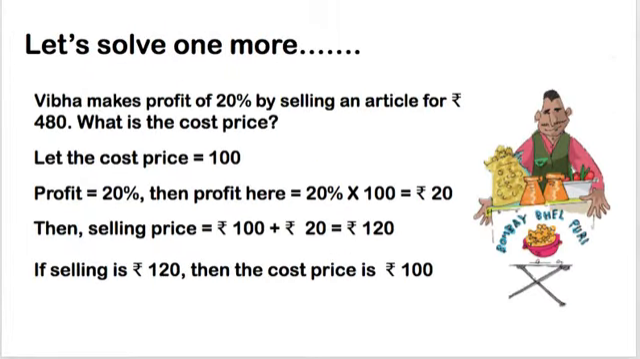There is a person, Vibha. He makes a profit of 20% by selling an article for 480 rupees. Now what you are given is the selling price and the profit percent, and you are not given the cost price. The cost price we have to suppose. Now why are we going to suppose? Because we are given the profit percentage.